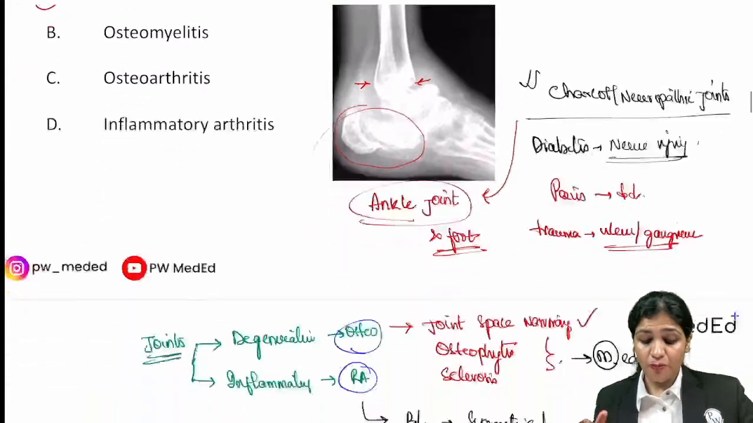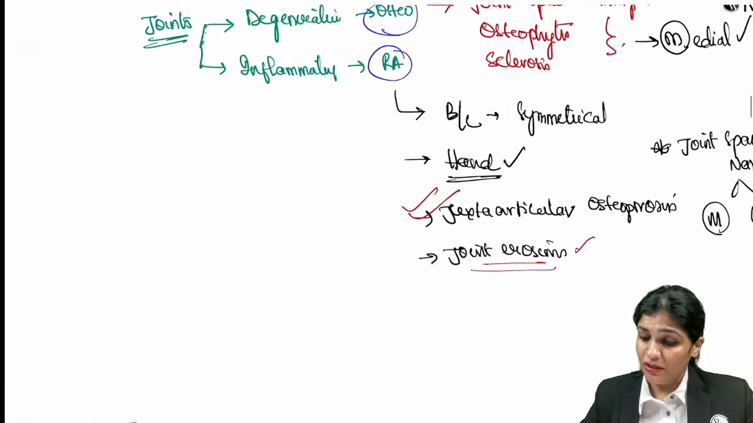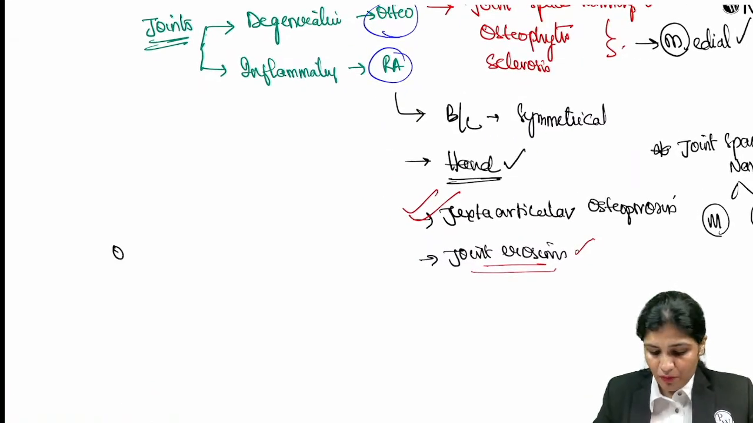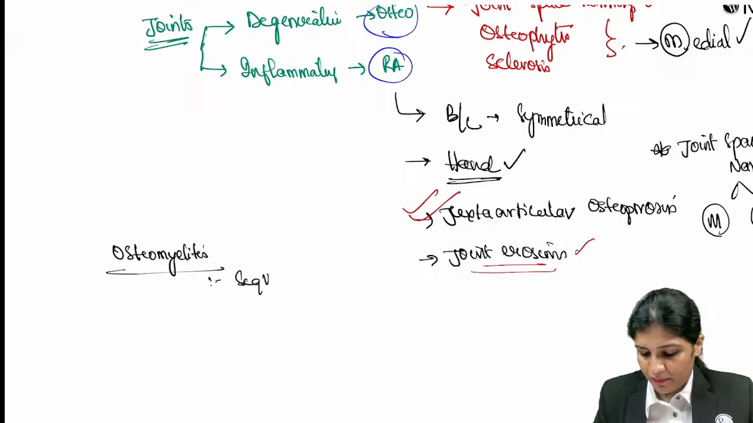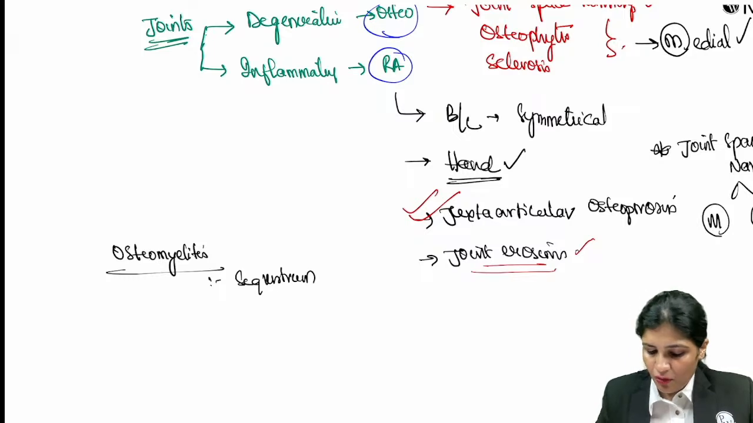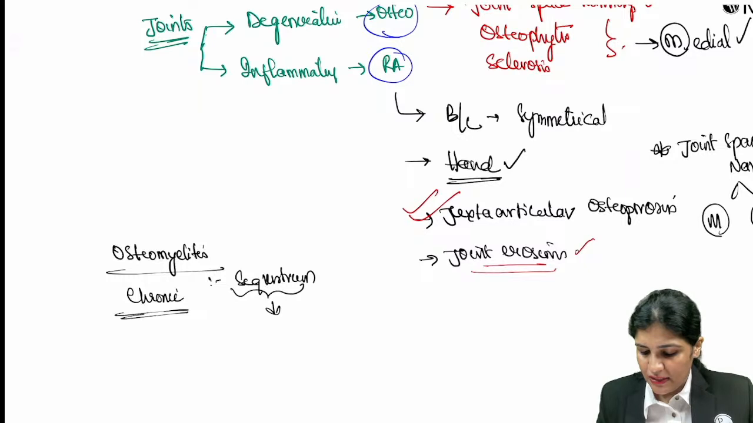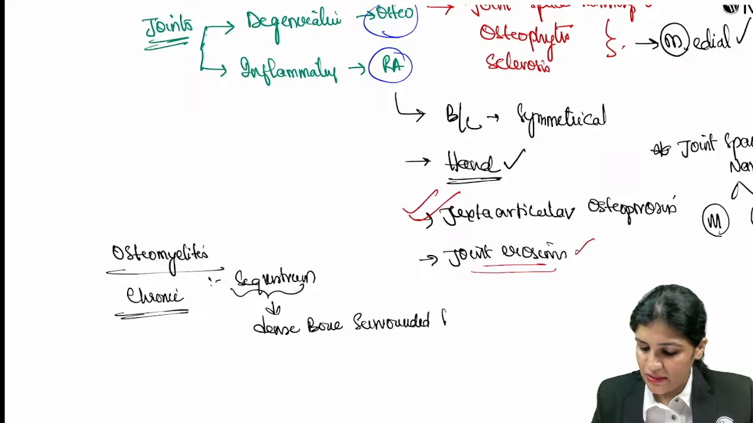And if it is osteomyelitis, what will you see? The classical sign of osteomyelitis on X-ray, the one important thing which you see is the sequestrum. That is in case of chronic osteomyelitis. So how is the sequestrum present? This is a dense bone which is surrounded by a layer of sclerosis.